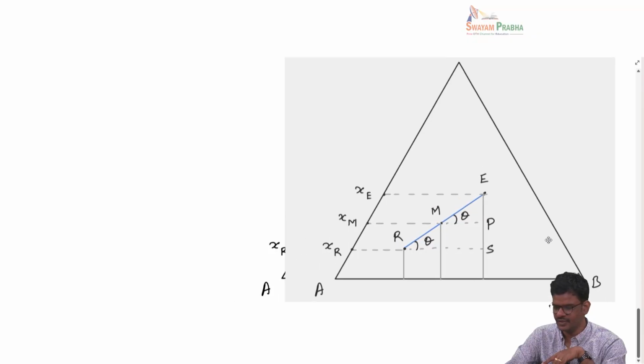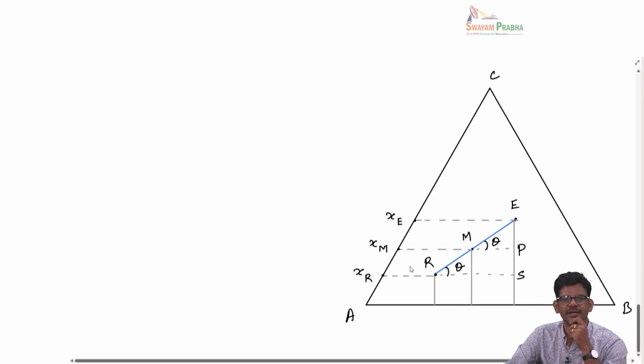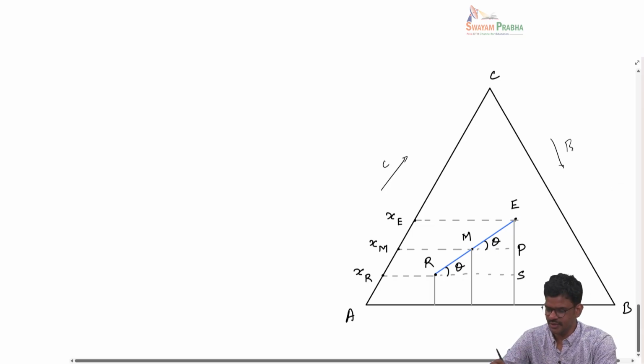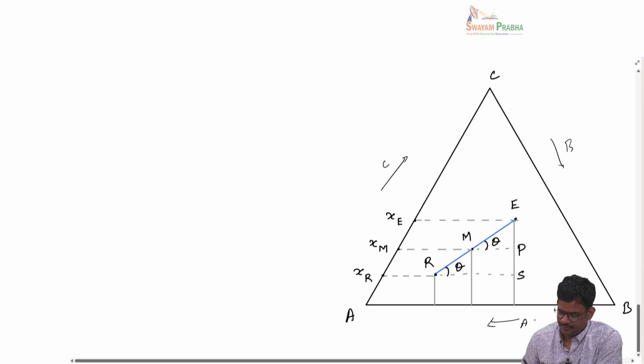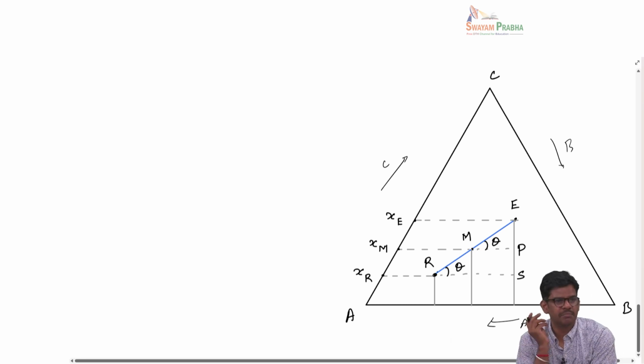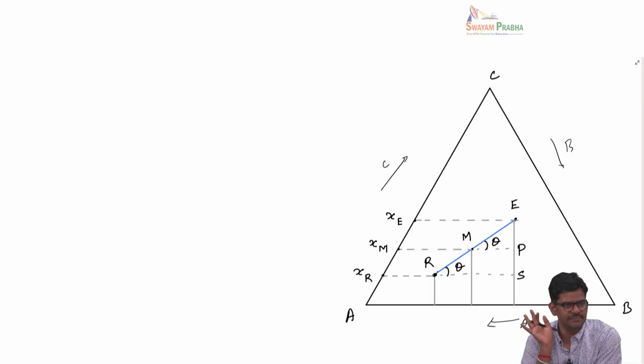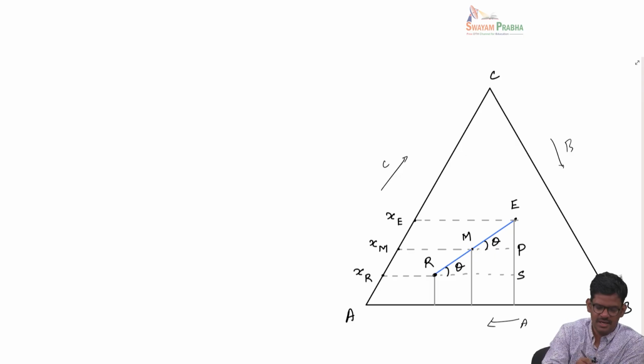You can see that this is a slightly neater version of the ternary diagram. The apexes are A, B, C, and all the grid lines are now taken away, and we understand that C is increasing this way, B is increasing this way, and A is increasing this way. Let's say you have a solution corresponding to point R. R will correspond to a particular composition of A, B, C.